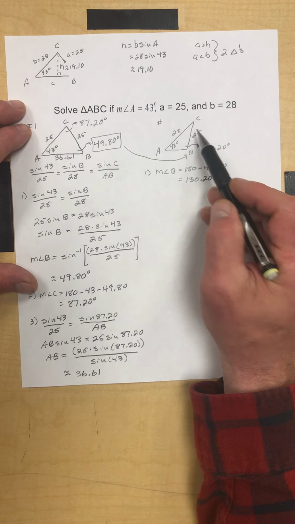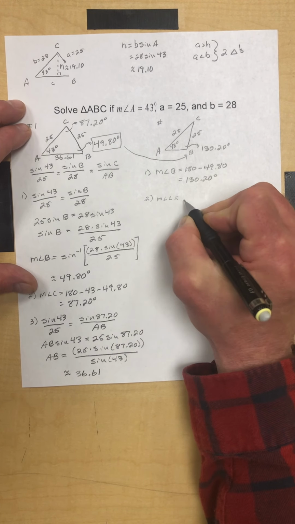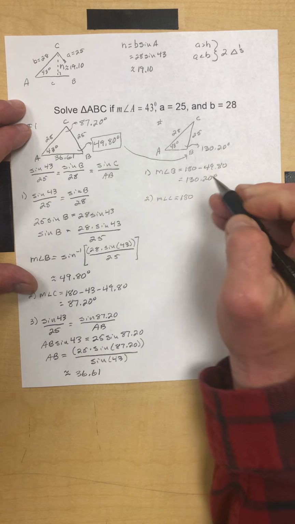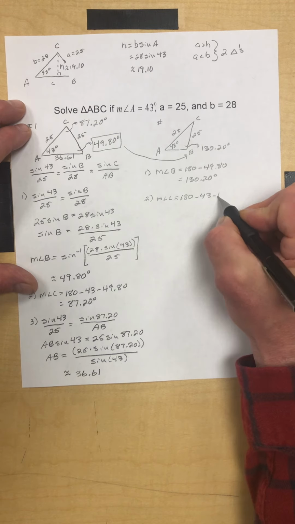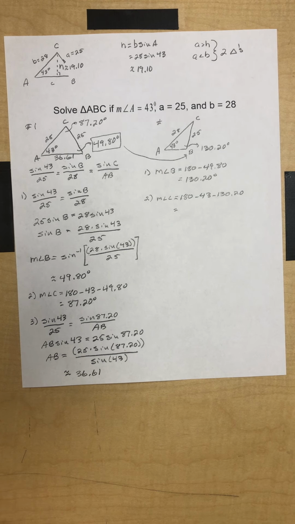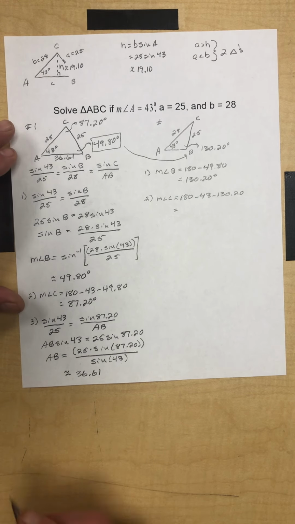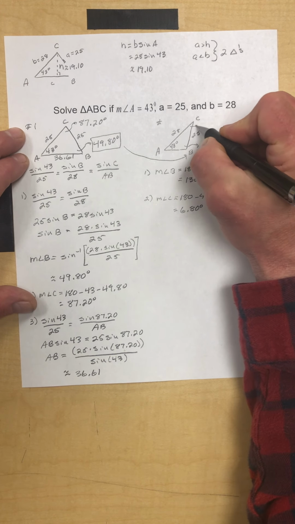So I have two measurements for two of the angles, A and B, so I can use the triangle sum theorem to find the measure of angle C. The measure of angle C is 180 minus the 43 minus the 130.20. And I'm getting 6.80 degrees up here.